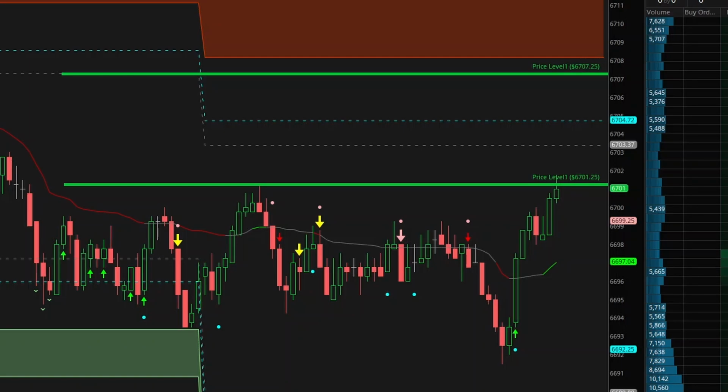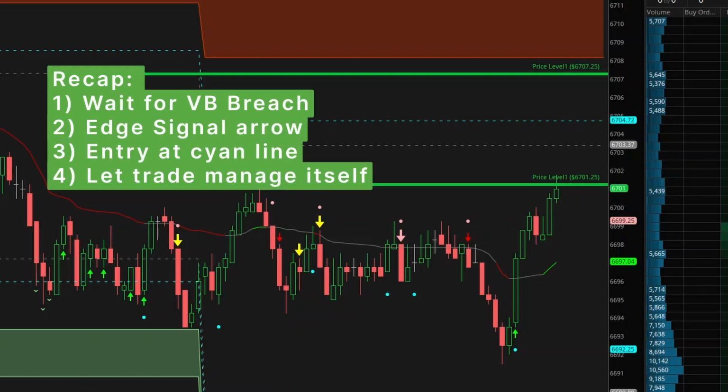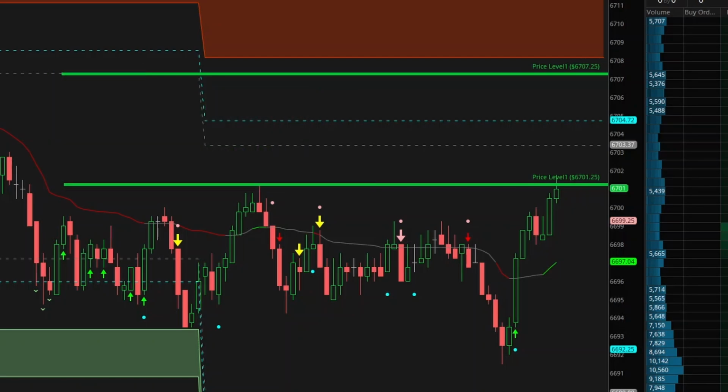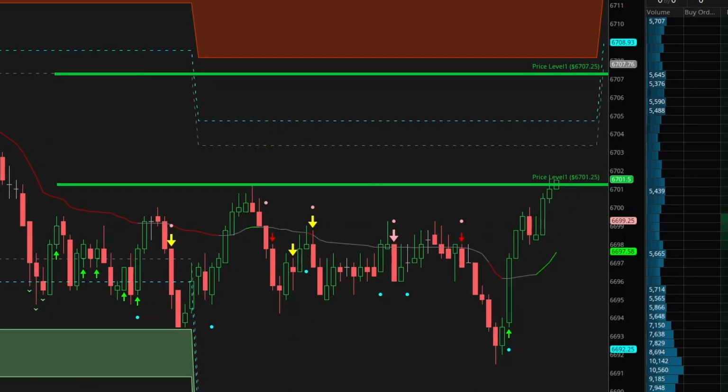You see how we crafted that trade. We started by waiting for a volatility box breach. We then waited for the edge signal confirmation. Once those two were met, we got our entry at the cyan line, had our defined entries and exits, and waited for the trade to manage itself out.